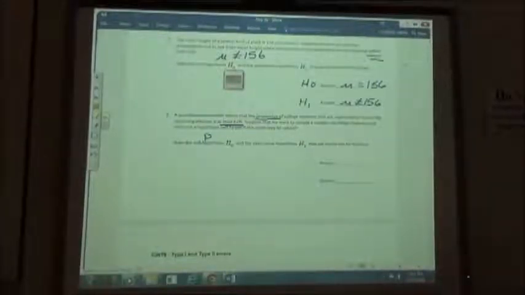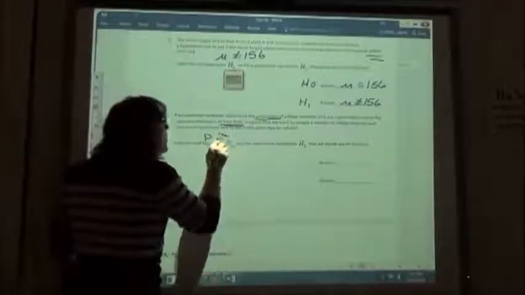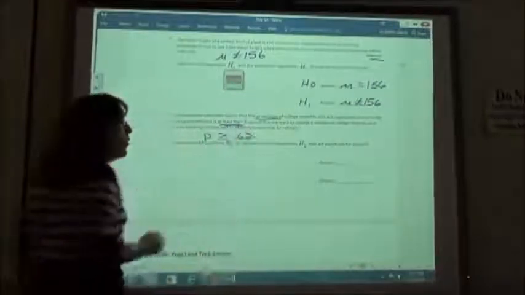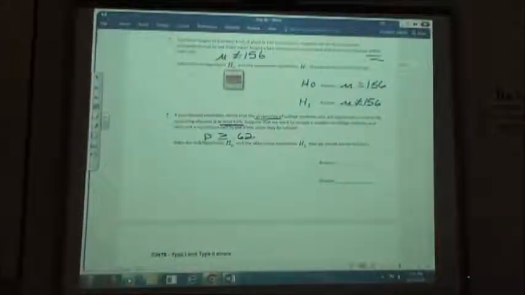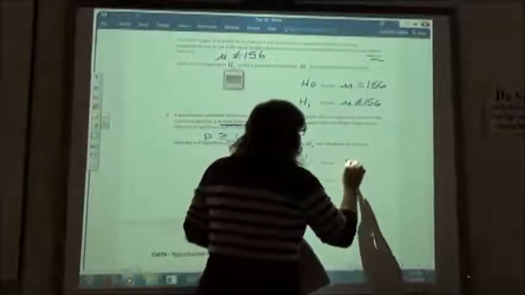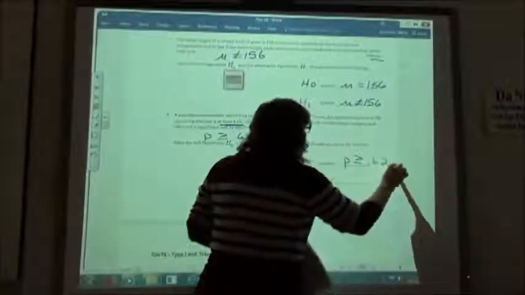If it's at least 62%, I would be doing greater than or equal to, right? If it's at least 62%, we're doing greater than or equal to. They also, with the 62%, will use the decimal, 0.62 instead of the percent. That one does have the equal, so that one is your null hypothesis. So that's going to be your first answer. P is greater than or equal to 0.62.